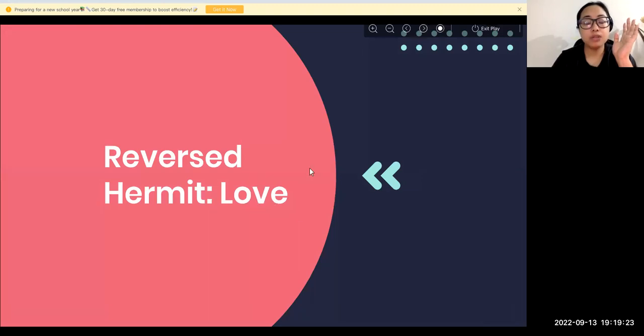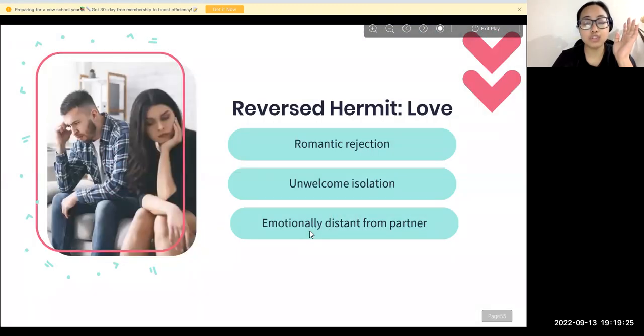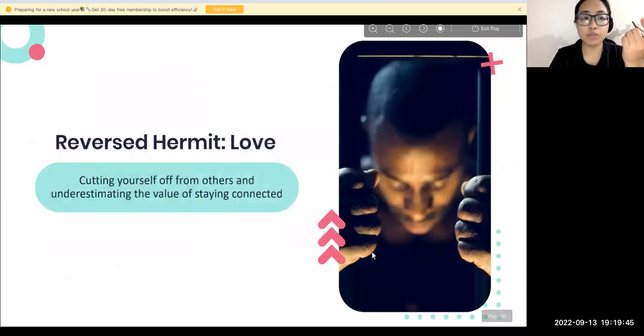Reverse hermit in a love relationship means romantic rejection, unwelcome isolation, and being emotionally distant from your partner. You are not ready to be in a partnership. Especially between you and your partner, husband and wife, there is no romance happening. There is nothing. In fact, you both are separated or isolated from each other.